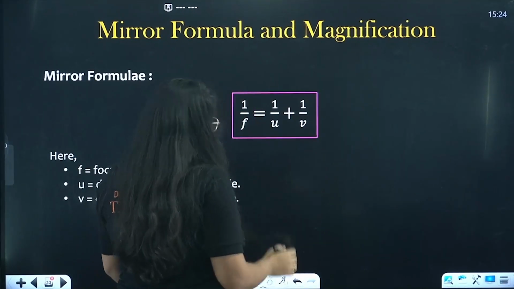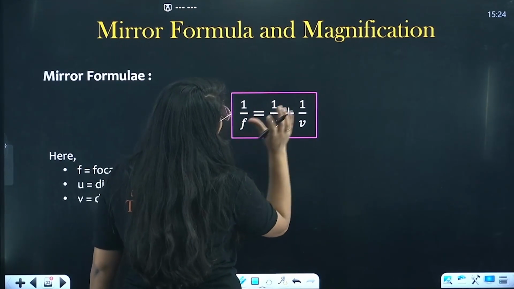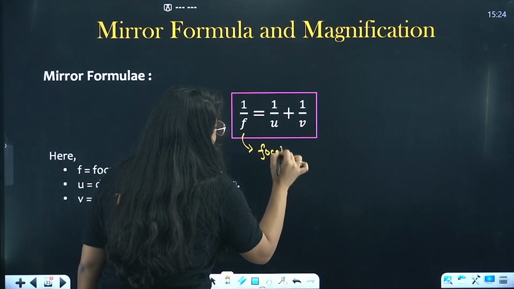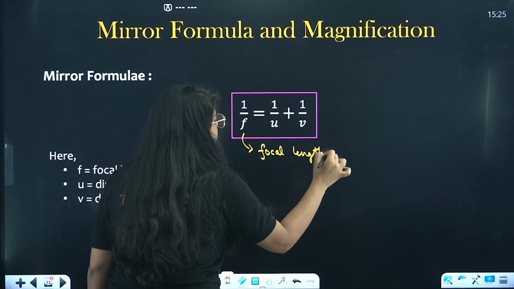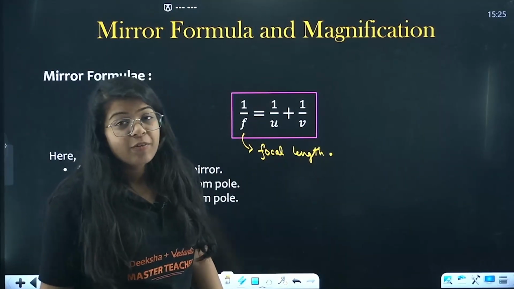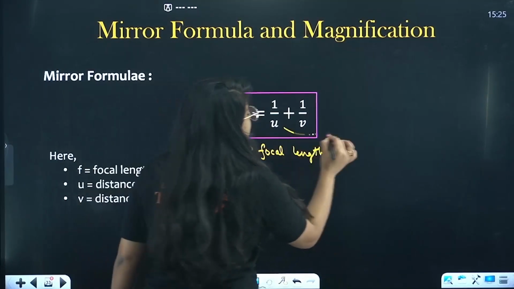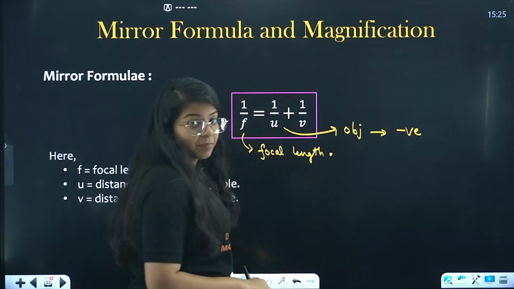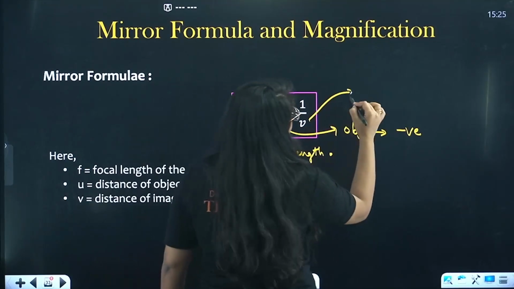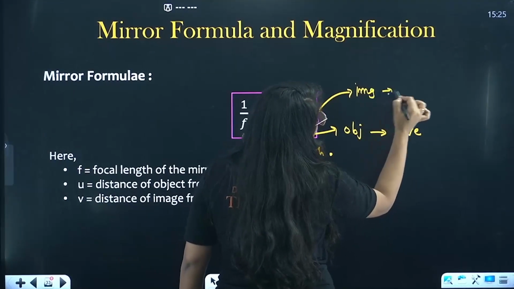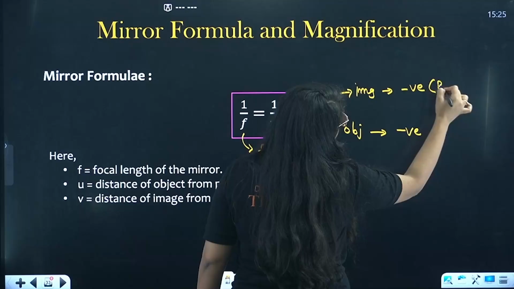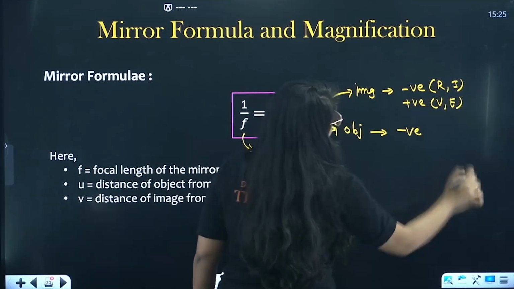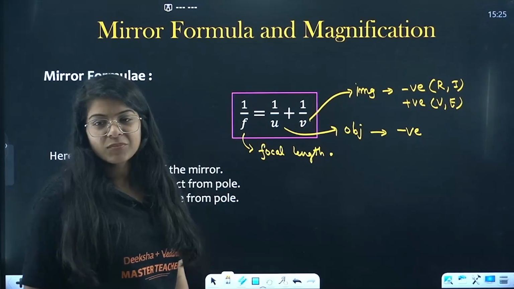It is simply 1 by f equals 1 by u plus 1 by v, where f is the focal length. Now focal length was positive for convex mirror, negative for concave mirror. u is your object distance, right? Object distance was always negative, remember? And v is your image distance. Image distance was negative for real and inverted, and positive for virtual and erect. Done?